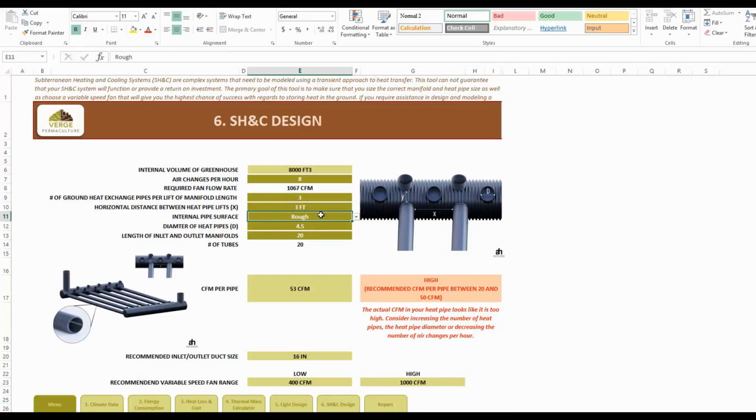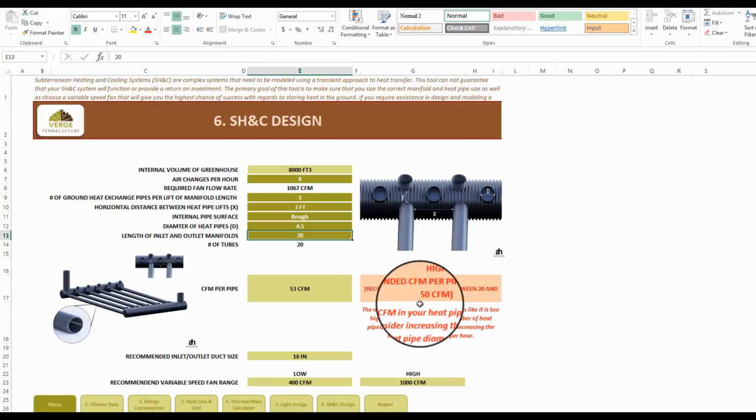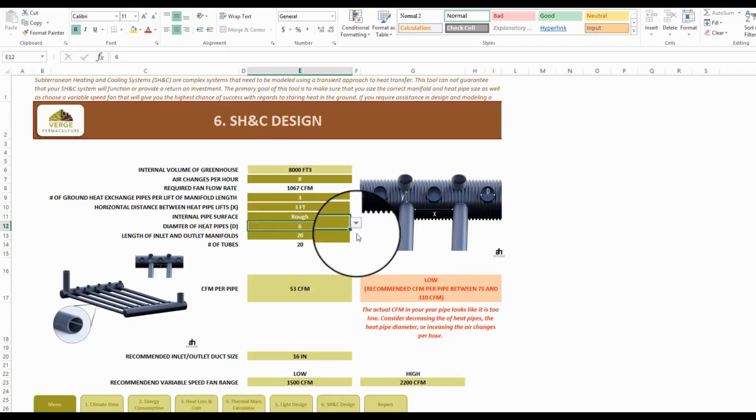And you'll notice that my airflow in the individual heat pipes has gone up to 53, which exceeds the 50 CFM over here. So as a result of that, we're trying to push too much air through each individual pipe, and the system is going to stall. The solution to this is either to increase the diameter of the heat pipe. So we can try increasing to a 6-inch pipe.